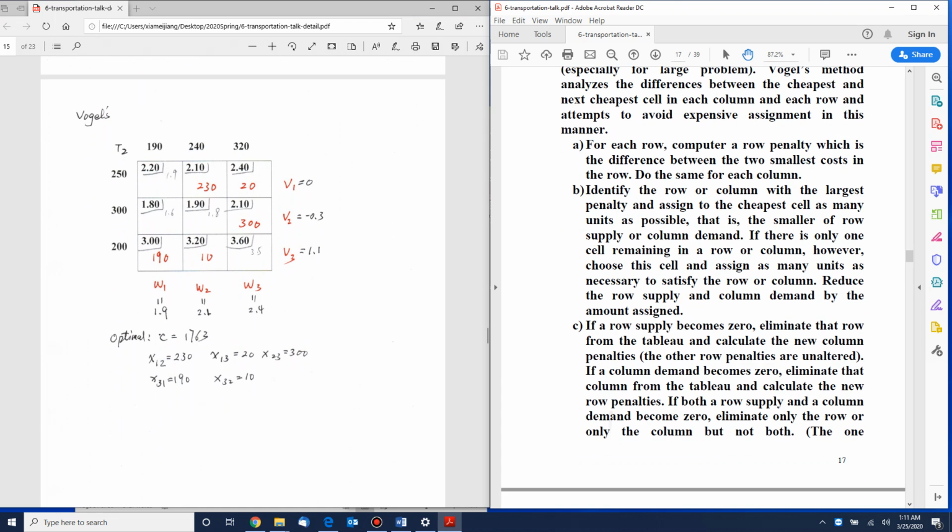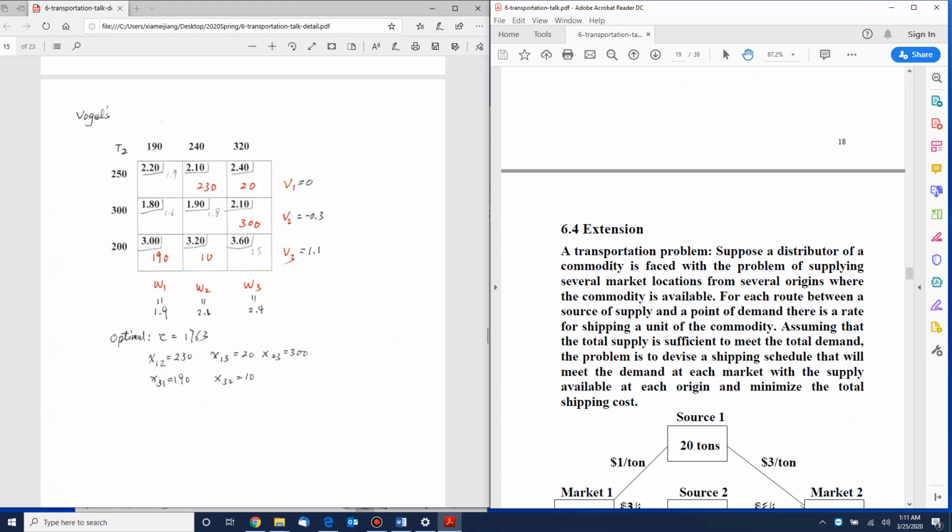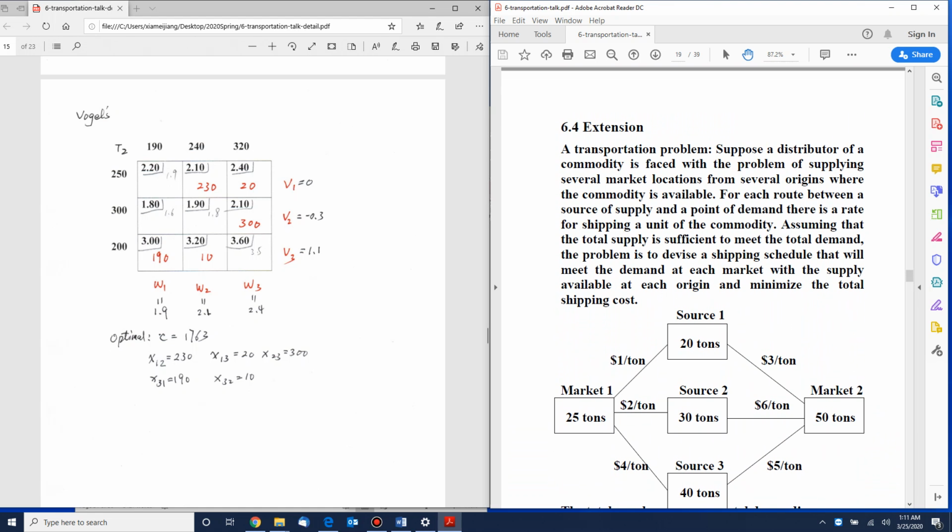Okay, the next part we are going to work on is the extension. As at the beginning we said, when we solve the transportation problem, we always assume that the supply equals the demand, right? So here, what if we do not have them exactly the same?